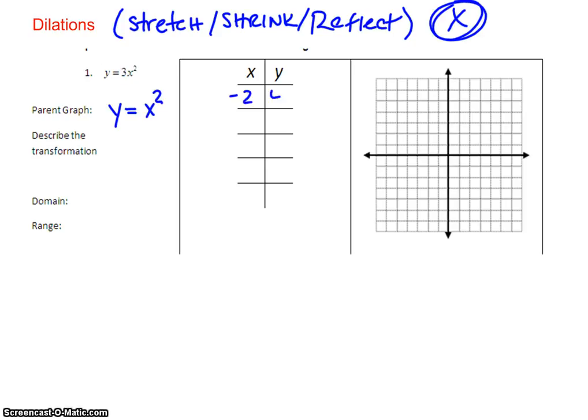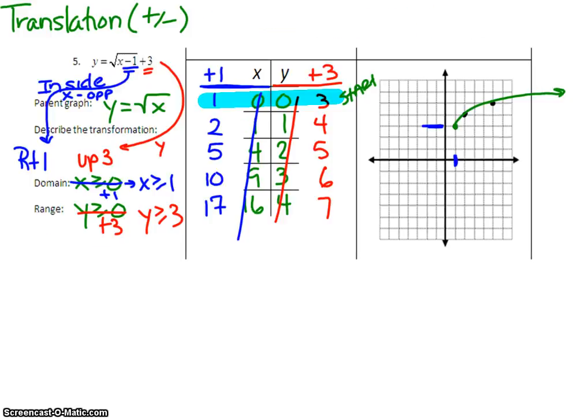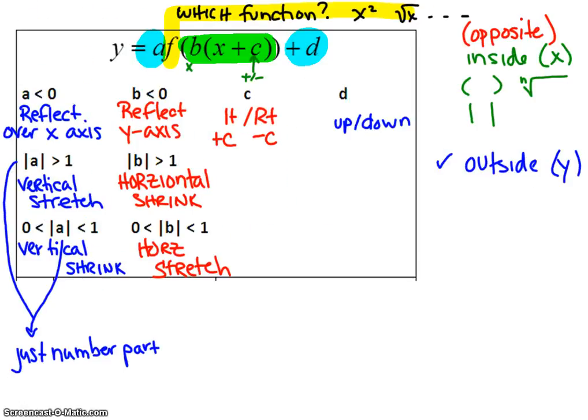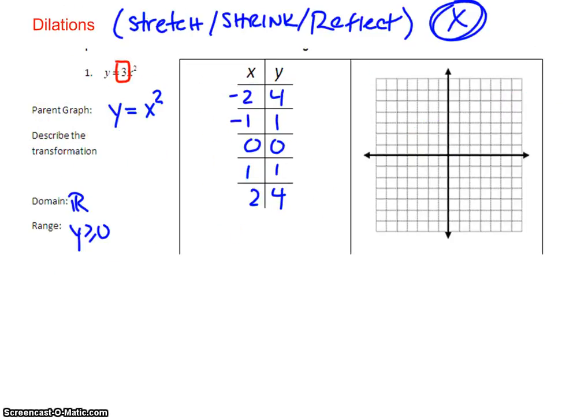And again, go copy your table, copy domain and range. Now, there's the only number I'm dealing with here. It's a 3. If I go back to the parent thing, A, B, and 3, that is, again, just the number part. Okay, just my number part. My number part's greater than 1. I have a vertical stretch. Okay.